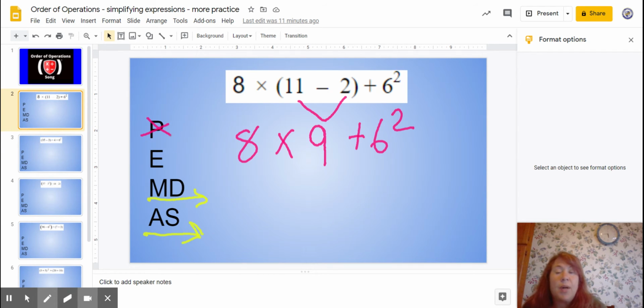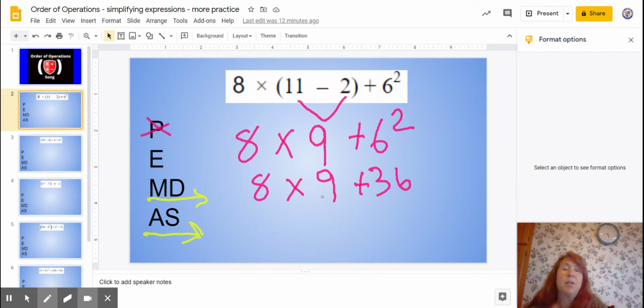The next thing I need to do on the list is my exponents. I have 6 squared. Well, 6 squared is the same thing as 6 times 6. And that gives me 36. Now, don't be afraid to use your calculators, guys. The calculators are going to help us make sure we have accurate numbers. And I'm going to drop down my 8 times 9 now because I solved my exponent. So now I have 8 times 9 plus 36. Took care of my exponents.